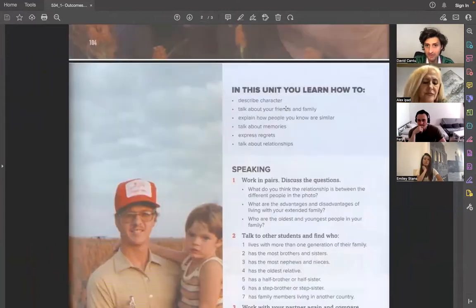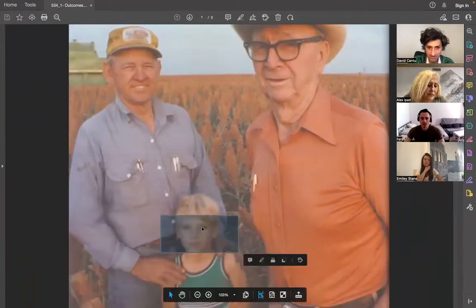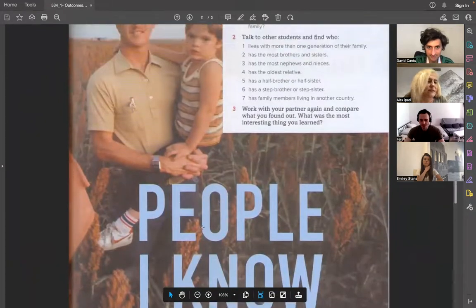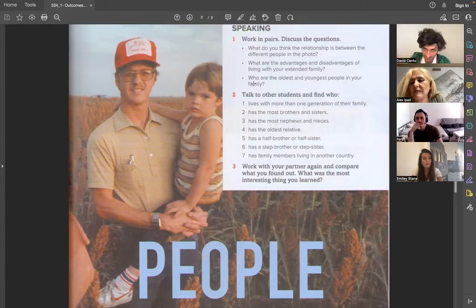Okay, so we're going to talk about this one. You're going to talk about the people in the photo. So look at these men right here, the boys. And then the second picture right here. What do you think the relationship is between the people in the photo? What are the advantages and disadvantages of living with your extended family? Some people live with the immediate family, it's normal, but sometimes some people live with the extended family. Who are the oldest and youngest people in your family? You can talk about immediate family or extended family. Okay, so you're going to talk about this right now, and then you're going to ask your partner these questions.